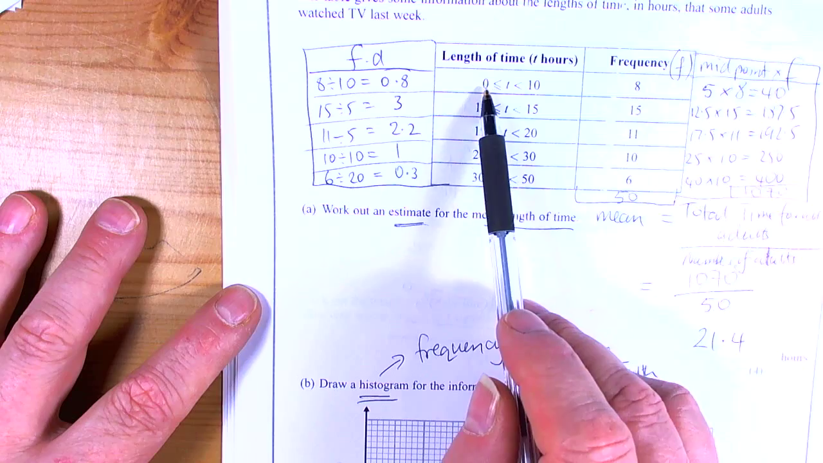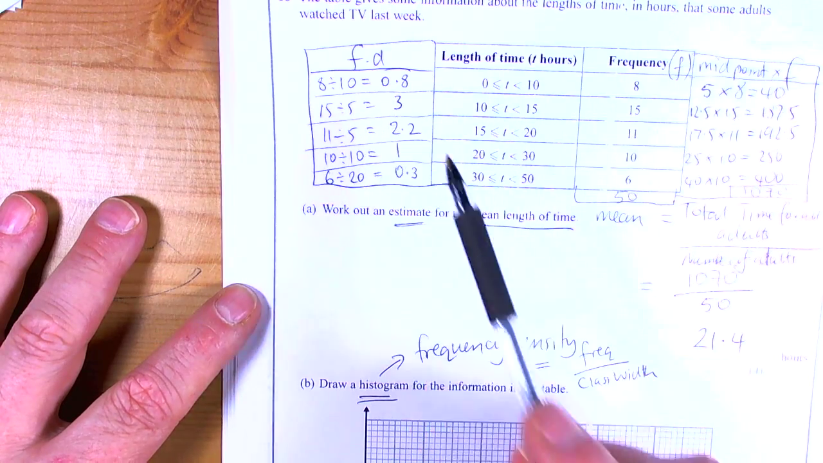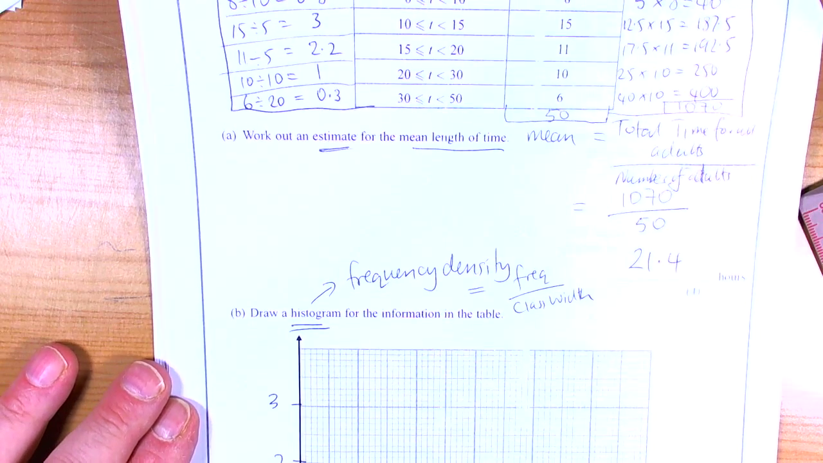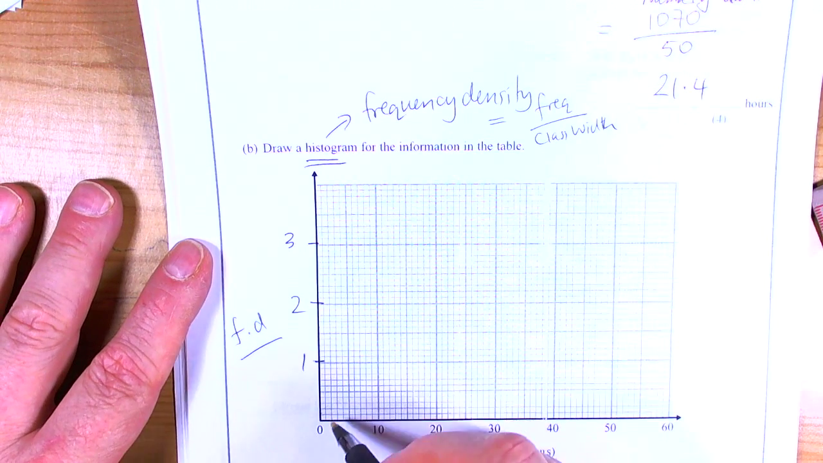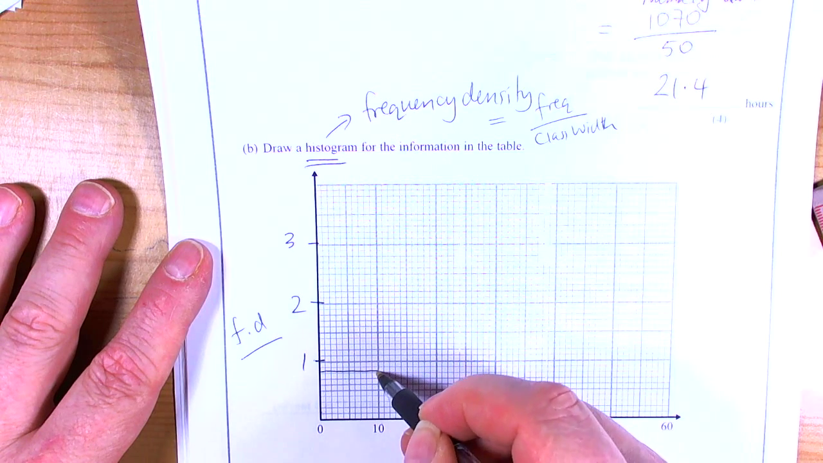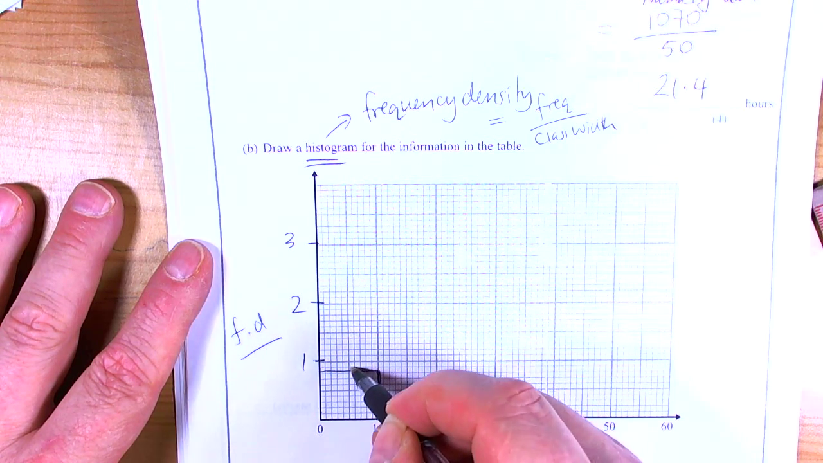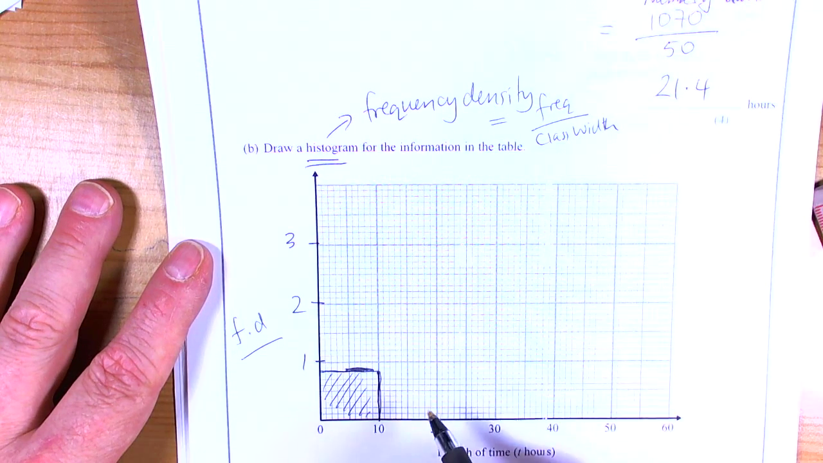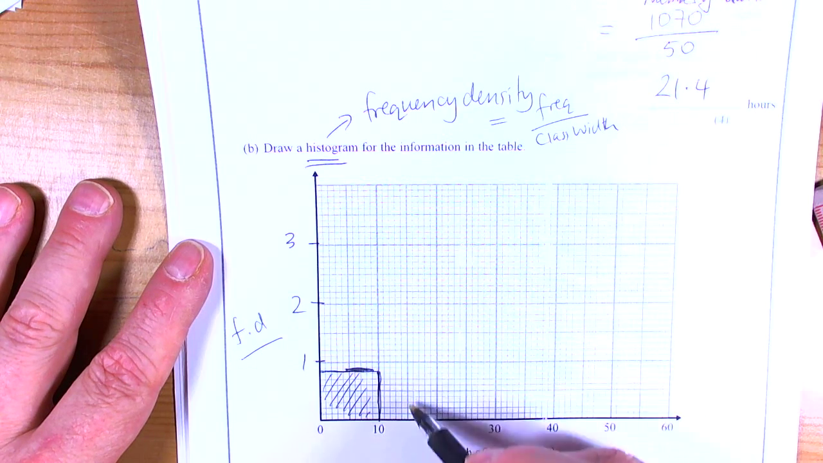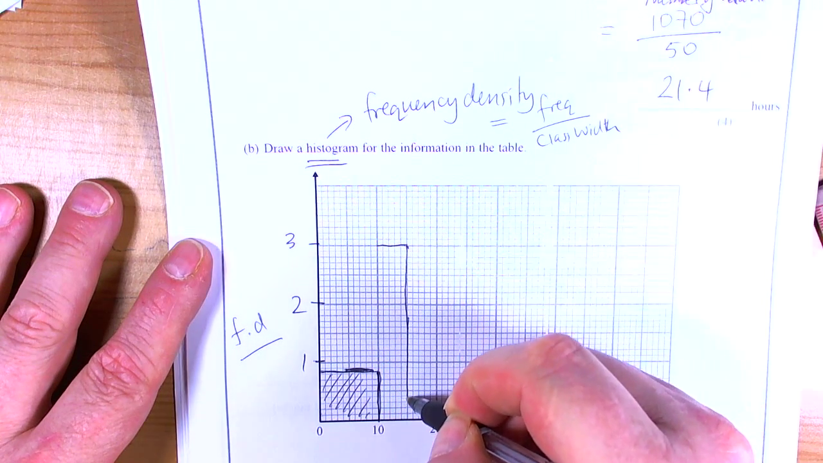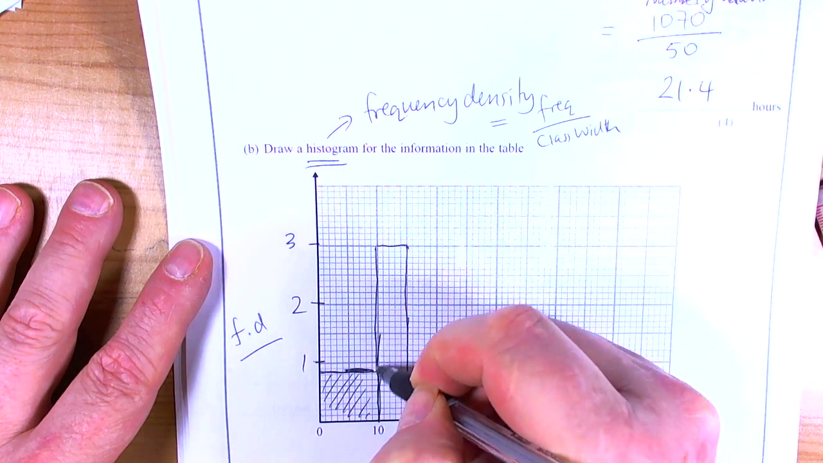So the first one had a width of 10 and goes up to 0.8. We literally just go through plotting each of those then. So up to 0.8 and a width of 10. Obviously you guys will use rulers, but I'm just sketching this quickly. The next one said we had to go between 10 and 15 and up to 3. So 10 to 15 and up to 3.